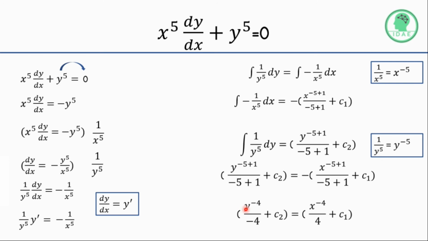So simplifying will give us y to the negative 4 over negative 4 here, x to the negative 4 over 4. Now the reason I wrote 4 here is because negative 5 plus 1 turns out to be negative 4, alright? And this negative over here cancels out the negative 4 over here, so we get plus, right? Now multiplying this negative by c1 also will make it negative c1, but I wrote plus c1. Well, that's okay because we don't know c1 yet. So C1 can be anything, right? C1 can be anything. Now, that's why I wrote C1 again.